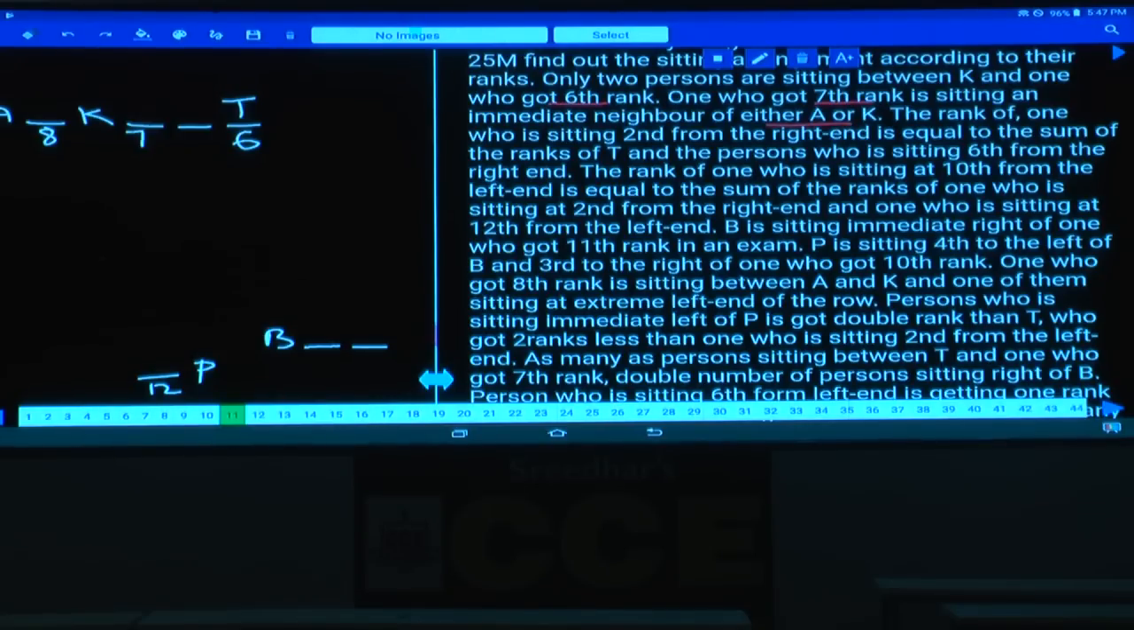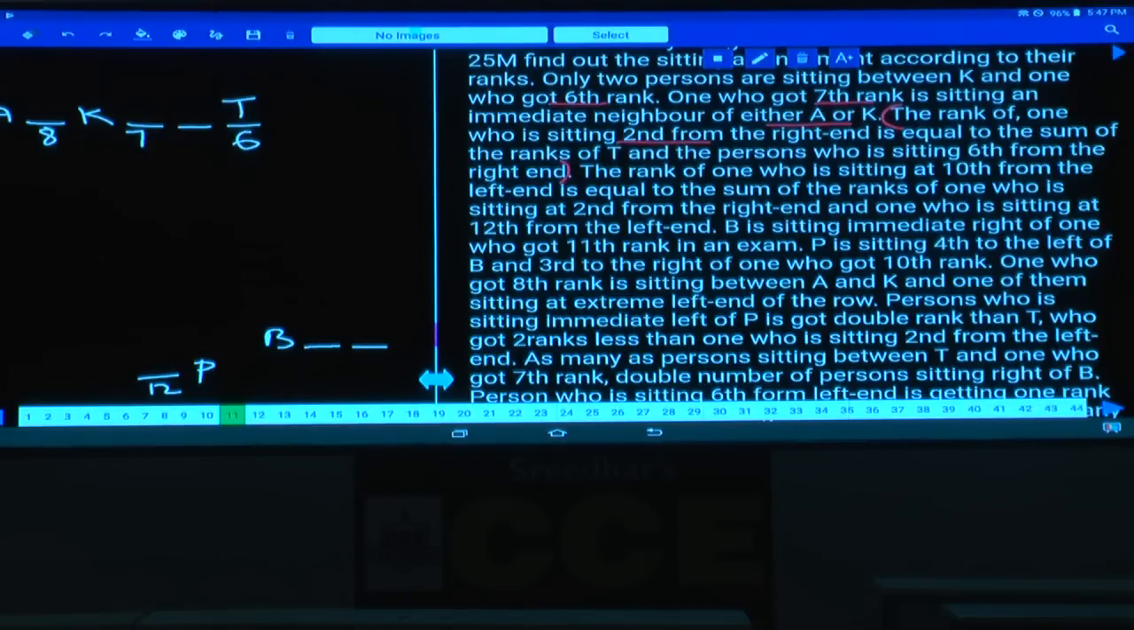The rank of the one who is seated second from the right hand is equal to the sum of the ranks of T and the person who is 6th from the right hand, isn't it? Now as of now, we cannot take this information.